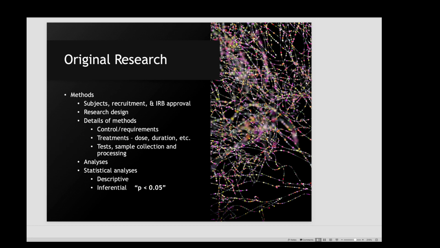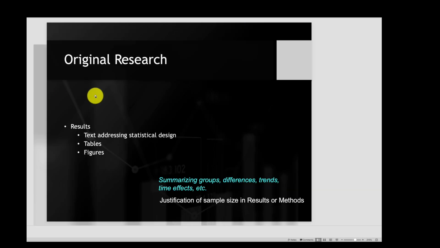So what comes next after methods? We get the results, right? And the results basically are going to address the statistical design. We're going to have tables. We're going to have figures. They're basically going to say, what did they find, right? Here's what they found when they did this research. And if you don't know what these things mean, you're looking at it, you're like, I have no idea what this graph represents. I don't know what I'm looking at here.